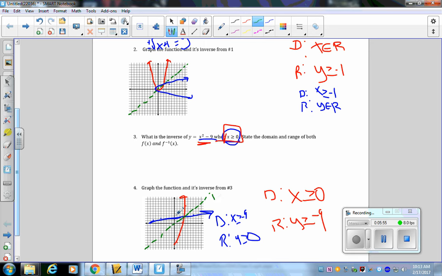Now, are these one-to-one? Yes, because both the original function and the inverse are functions here, so it's a one-to-one relationship. And we could tell that from the beginning because as long as the first one passes both the vertical and the horizontal line test, we should have a one-to-one.